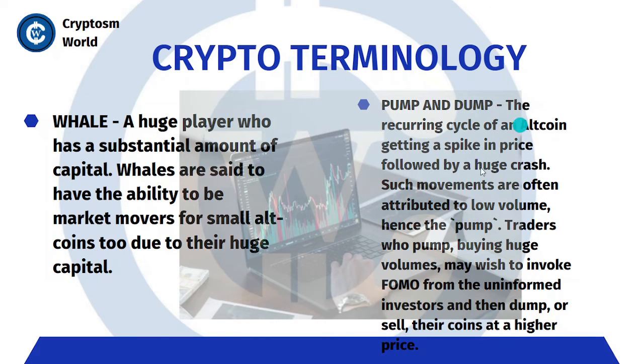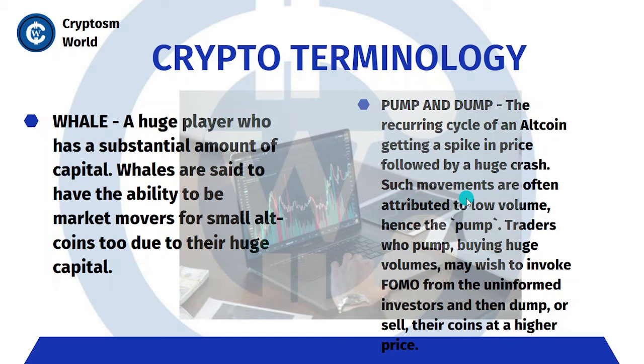A pump and dump scheme is like the recurring cycle of an altcoin getting a spike in price followed by a huge crash. Like we said about the bear trap and bull trap, someone comes into the market, buys when it's really low, buys a large part of the total supply of the asset, and allows the asset to go up, then takes the profit and sells off immediately.